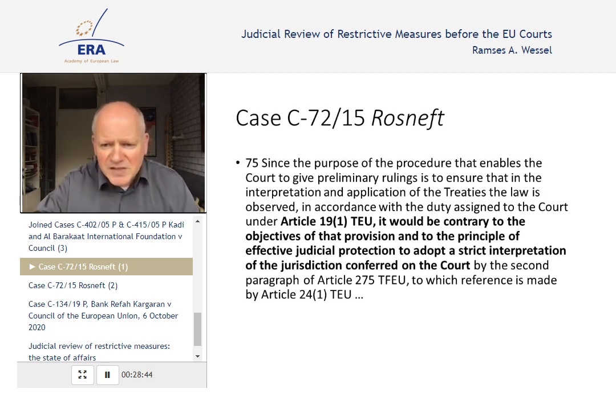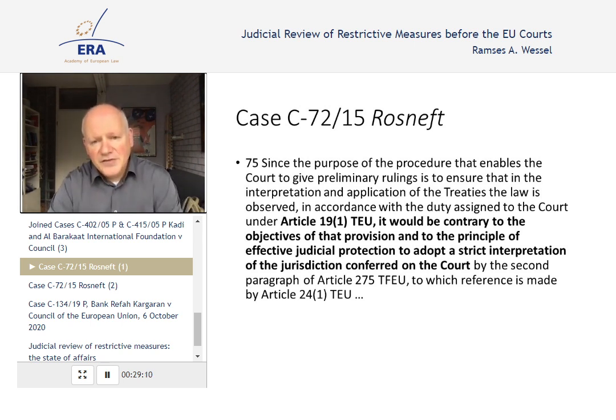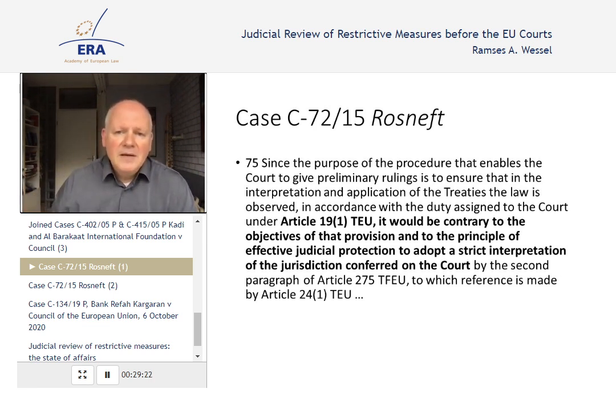In accordance with the duty assigned to the court under Article 19, it would be contrary to the objectives of that provision and to the principle of effective judicial protection to adopt a strict interpretation of the jurisdiction conferred on the court in Articles 275 and 24. So again, what the court does is looking at Article 19, its primary brief to protect EU citizens and others affected by EU decisions. And saying this Article 19 for me is the Bible, if you want. This is what I look at, irrespective of the fact that in other parts of the treaty, my jurisdiction may have been phrased somewhat differently.